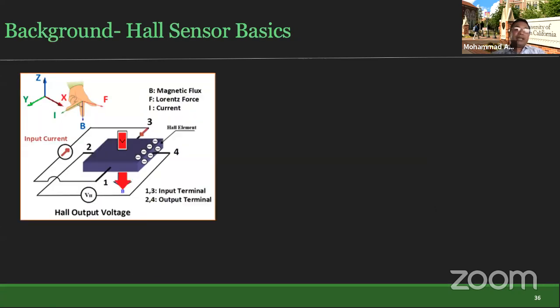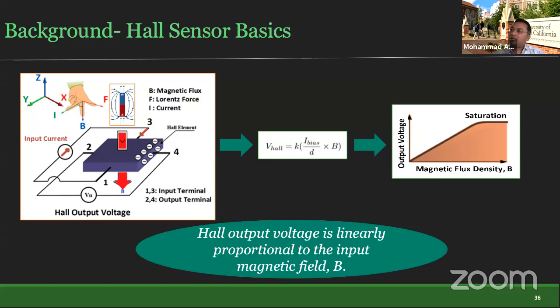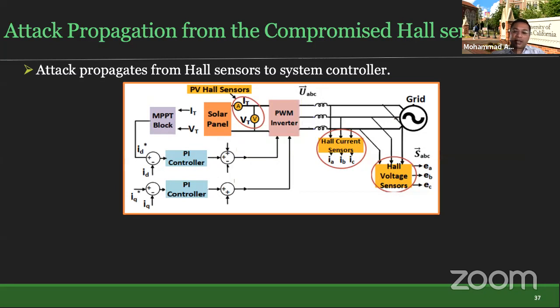So why does it happen? This is a classic Hall sensor design that is very popular. It's a textbook thing: if I create a magnetic field here, the Hall voltage V_Hall is directly proportional to B, and that's the relation we can see here, from which we can find the current. So if we can hack into this and add some extra magnetic field, then these sensors can be vulnerable. And this is one of the designs that I have shown can be hacked.